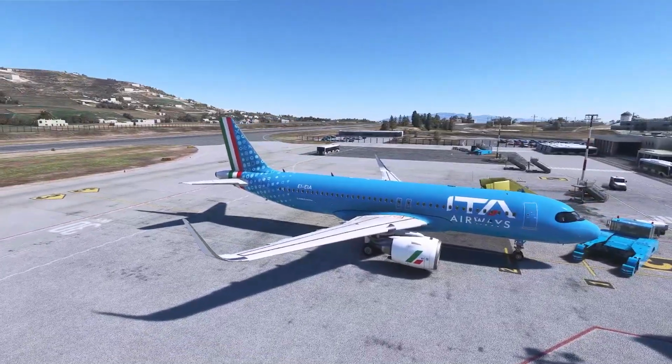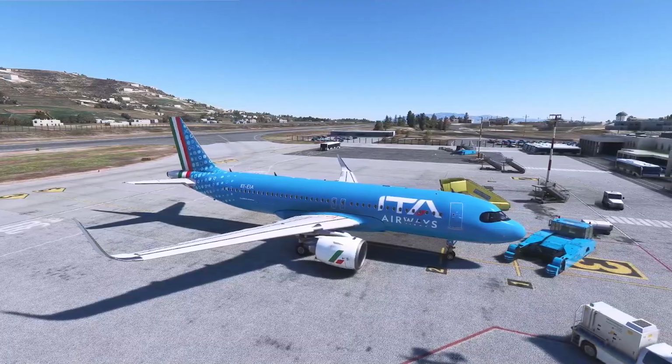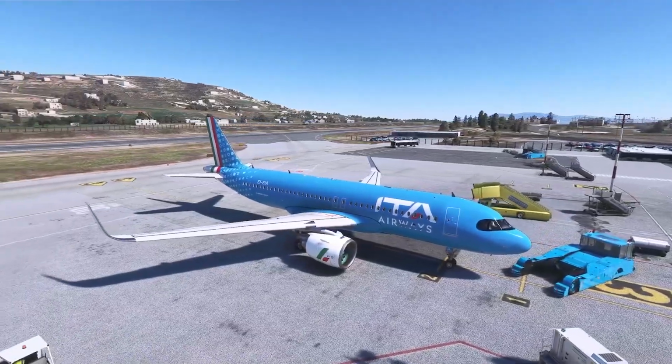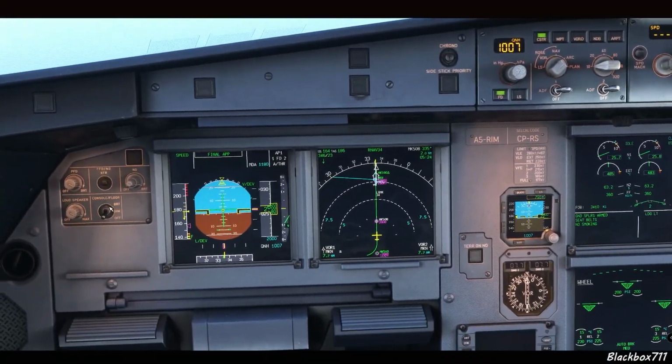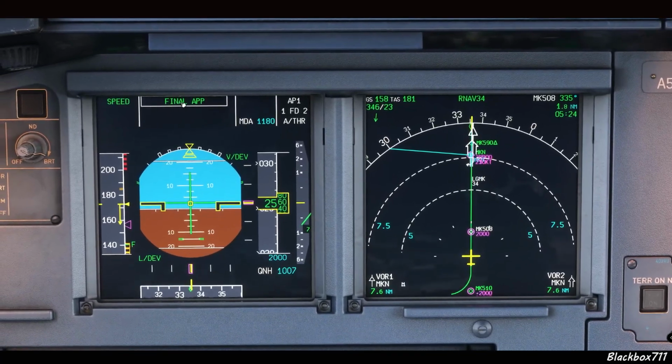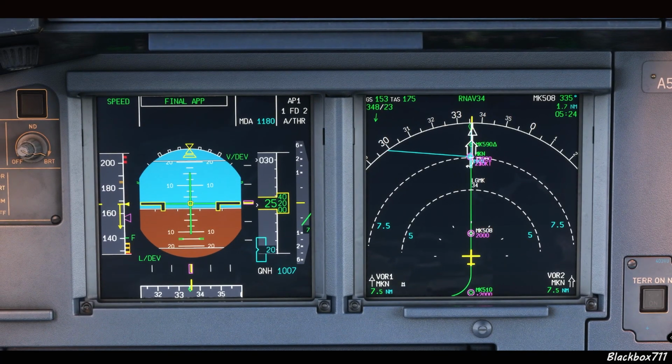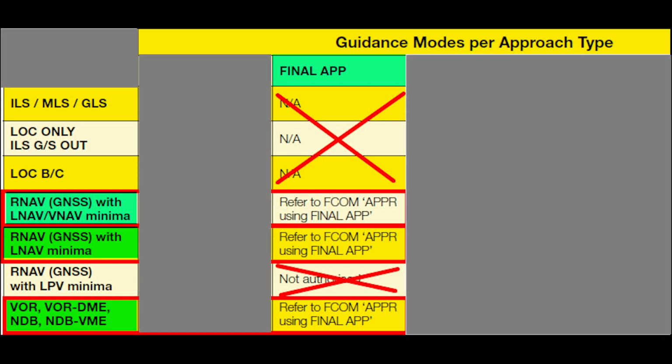Cool thing about the Airbus 320 is that it actually allows you to fly these non-precision approaches in a similar manner by pressing an approach button and allowing the autopilot to fly the aircraft down on a programmed lateral and vertical path down to its approach minimums. Basically speaking, you can use the final approach mode for the following approaches: the RNAV GNSS approach with LNAV VNAV minima, the same approach type, however, just with LNAV minima, and then all of the VOR DMEs, NDB or NDB DME approaches.